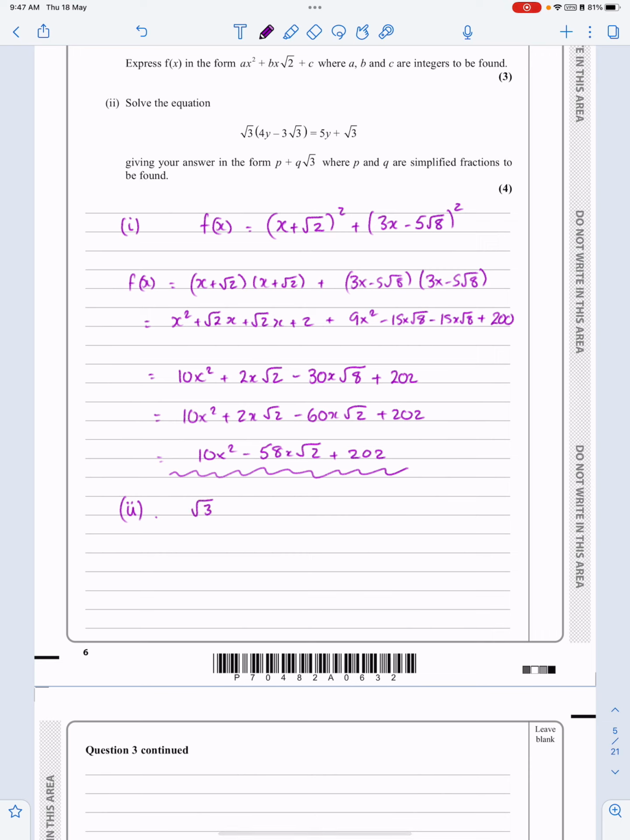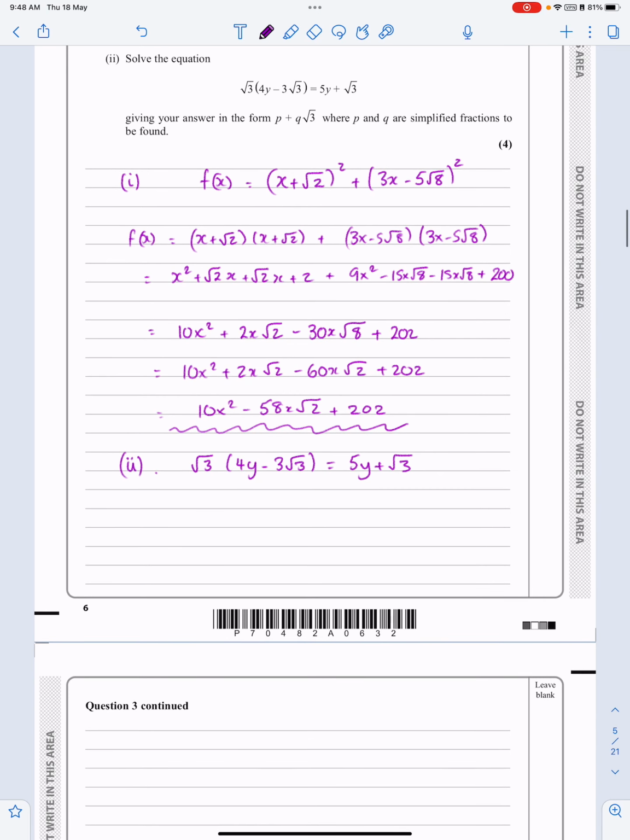So I've got root 3 (4y minus 3 root 3) is equal to 5y plus root 3, which is going to multiply everything out. Just be aware of, I'm trying to keep my handwriting nice and neat. I'm also trying to do each step on the next line down. For me, it means I think I'm less likely to make a mistake, and for the examiner, it means it's easier for them to follow through what I'm doing.